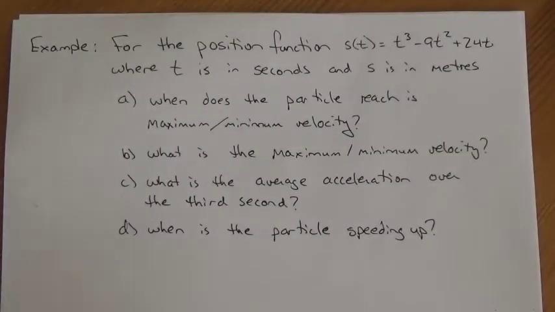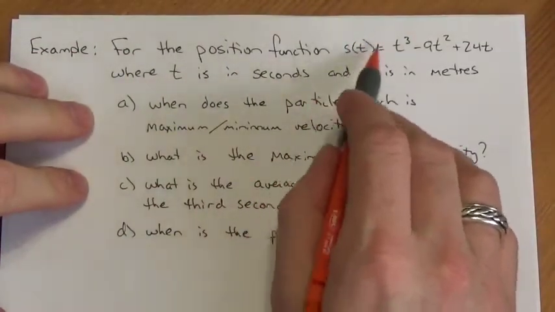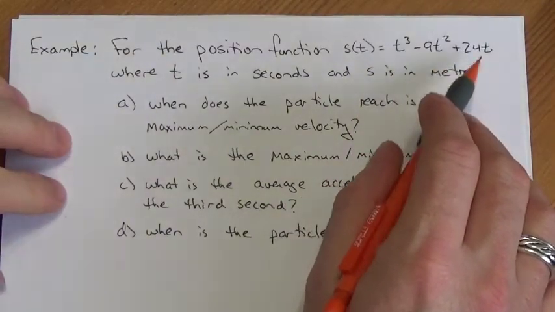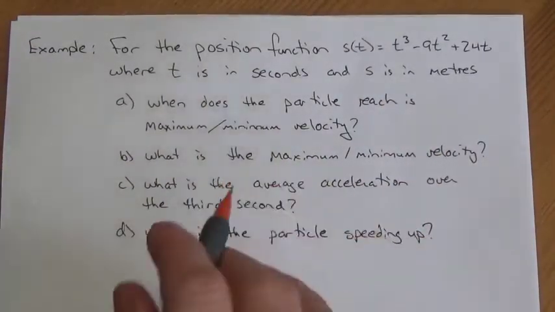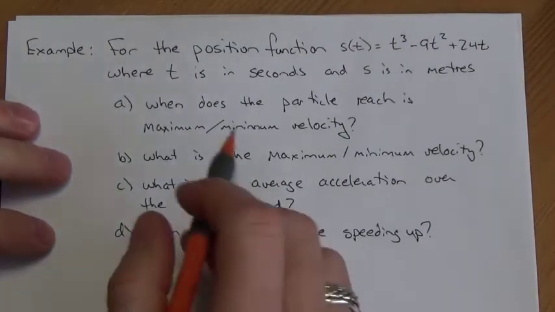All right, so now here's our example, and you're going to notice that this is related to the example that we did in the lesson on velocity. So for the position function, we're going back to s of t equals t cubed minus 9t squared plus 24t, where t is in seconds and s is in meters. Now we're going to answer some questions, but we're going to take a look more at the velocity end of the acceleration end of this.